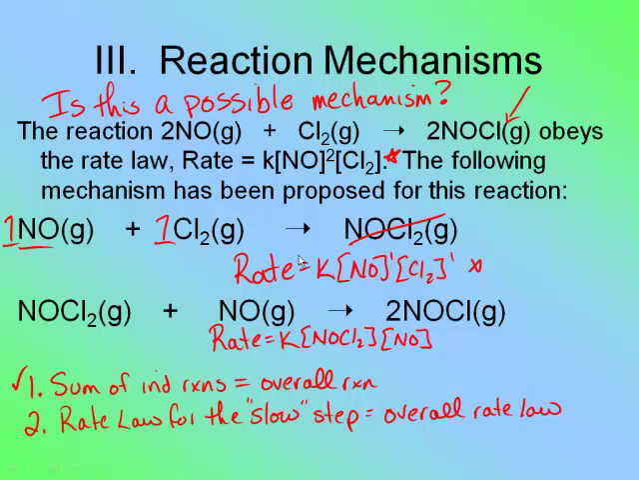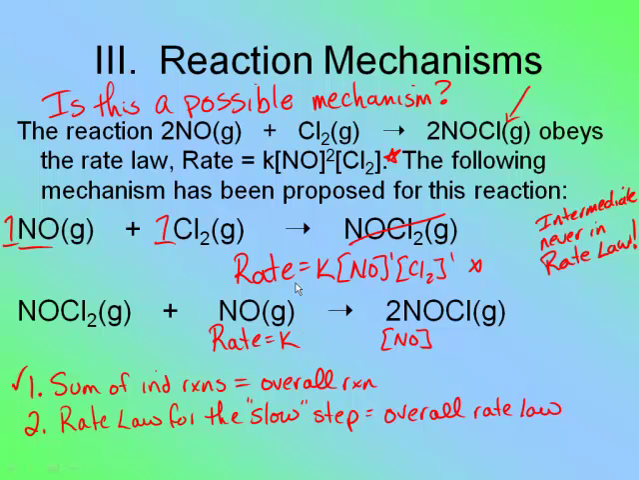And since intermediates don't appear in the overall reaction, they cannot appear in a rate law. Write that down. Intermediates never in rate law. Okay? My intermediate can never be in the rate law. So I have to take it out. But I can't just leave it blank. I have to fill in what created my NOCl2.